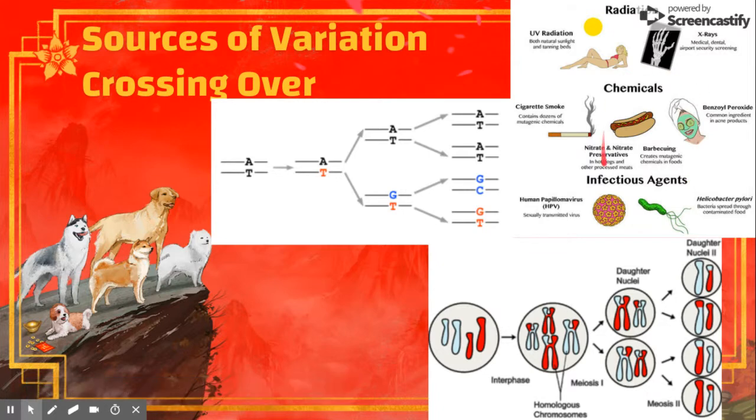The next thing is that being exposed to different things over time can also change your DNA, like radiation, chemicals, and infectious agents. Those things can damage your DNA over time. But that has a little bit more to do with the epigenetics sort of deal. So those are some of the things that you will see on there.